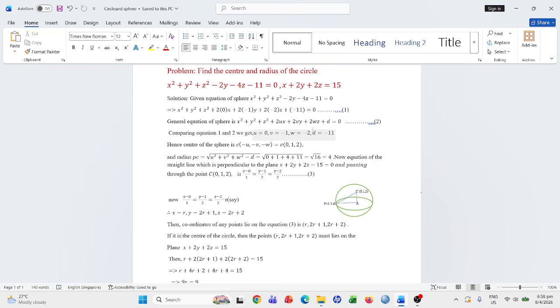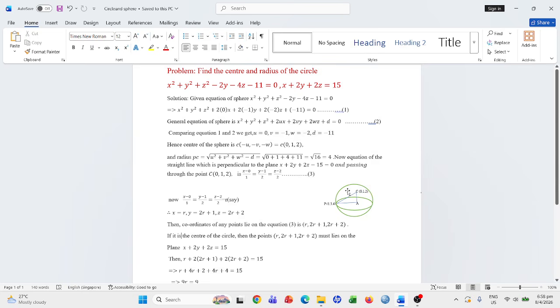Today we are going to discuss the sphere, and how to find out the radius and center of the circles. Firstly, we have to discuss what we mean by a circle in 3 dimensions.